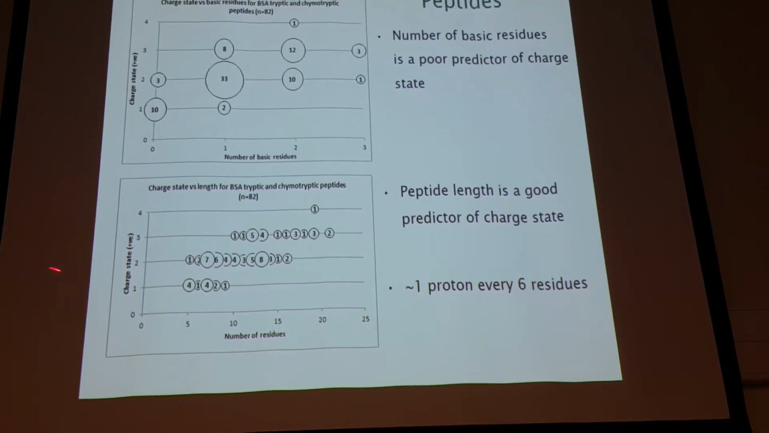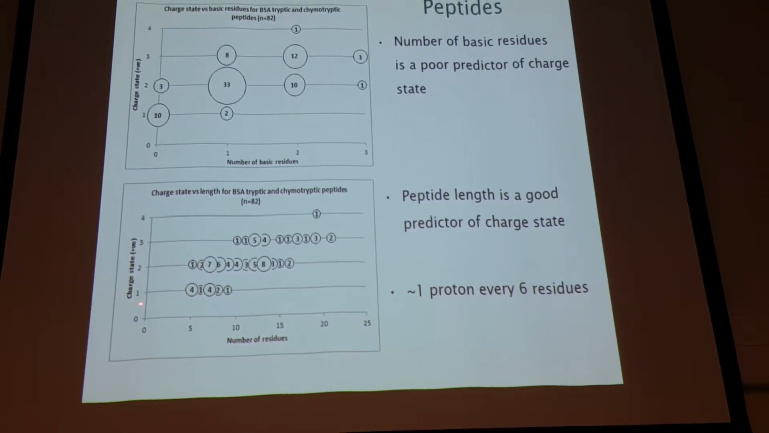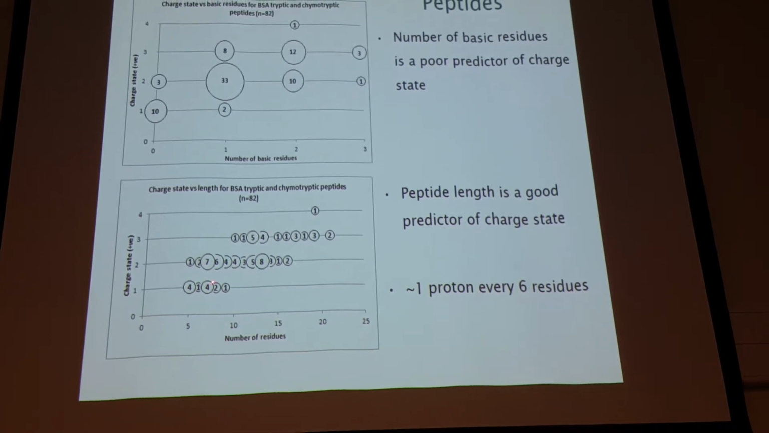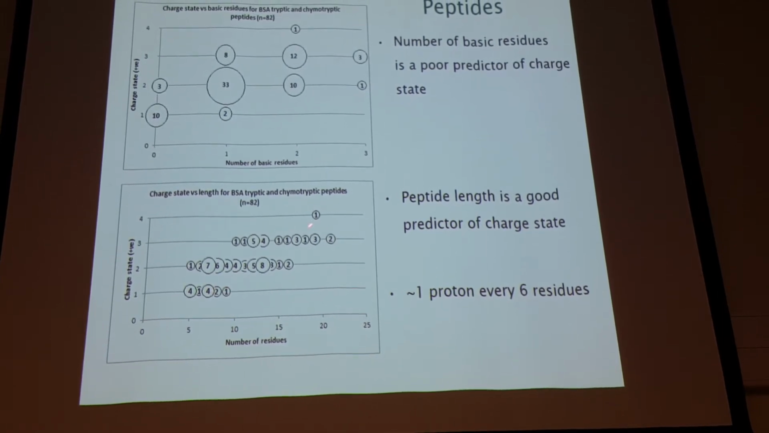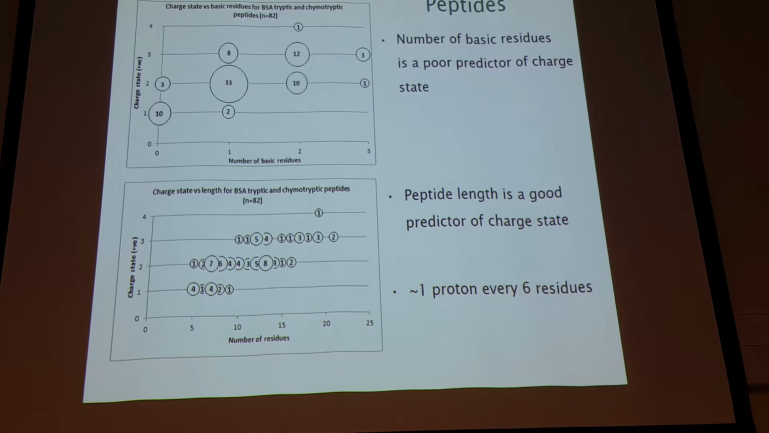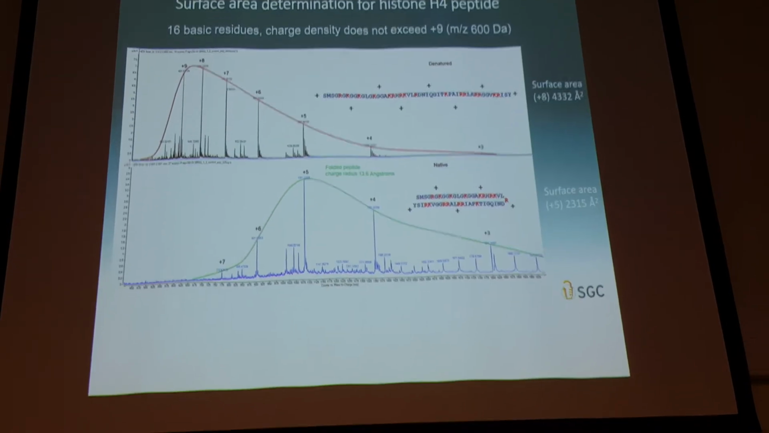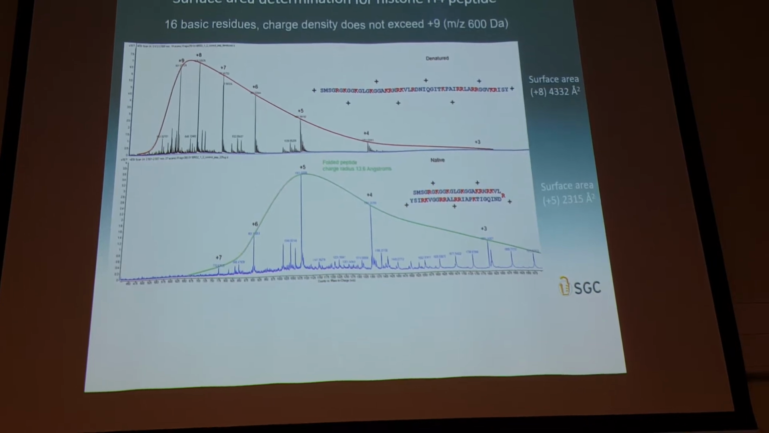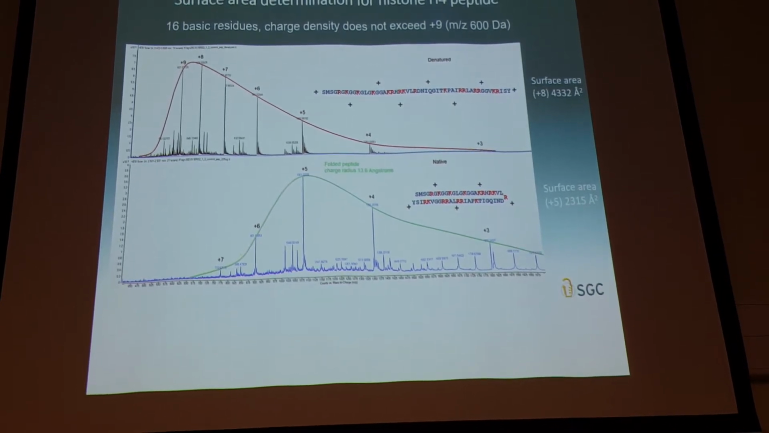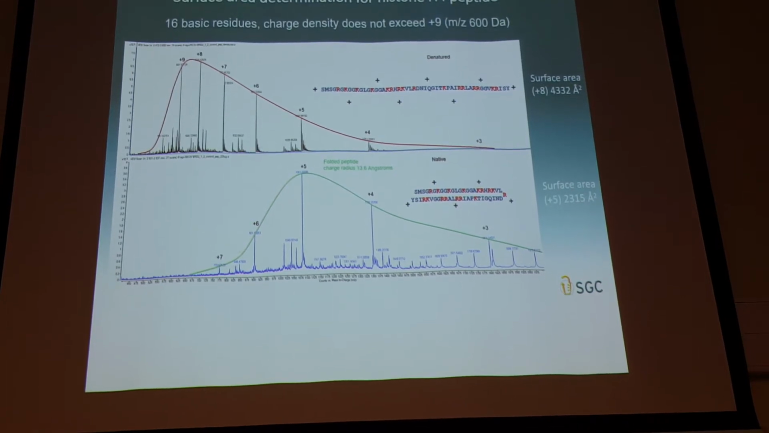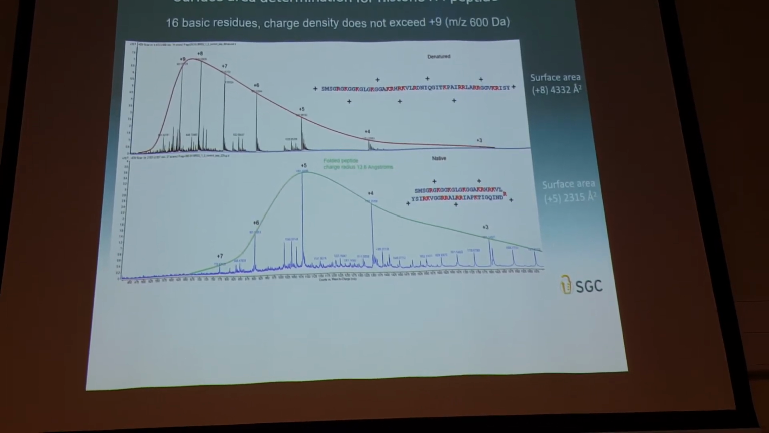And you plot the charge state against the number of residues, you can see there's clearly a trend here. And that trend is basically one additional proton for every 6 residues. Here is a very, very highly charged peptide. So this is a histone tail peptide, and I've marked them here in red, it has 16 basic residues.